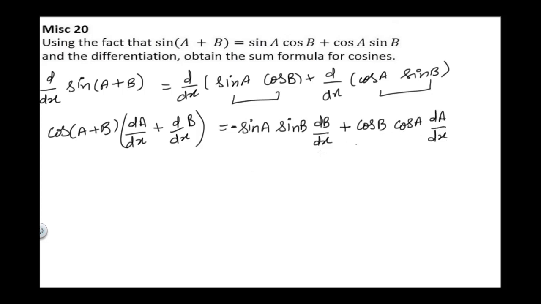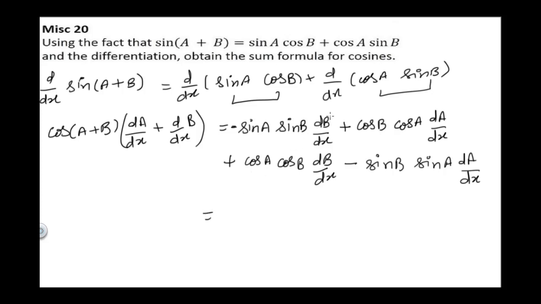Now for the other two terms, using the product rule again: cos a as it is, and the differentiation of sin b is cos b db/dx, plus sin b as it is, and the differentiation of cos a is minus sin a da/dx. Now let us see what is common. Here db/dx is common.